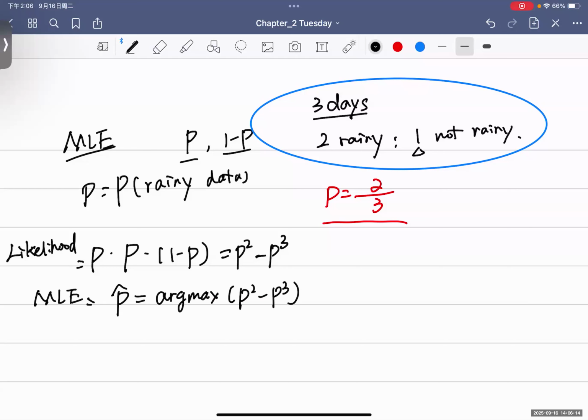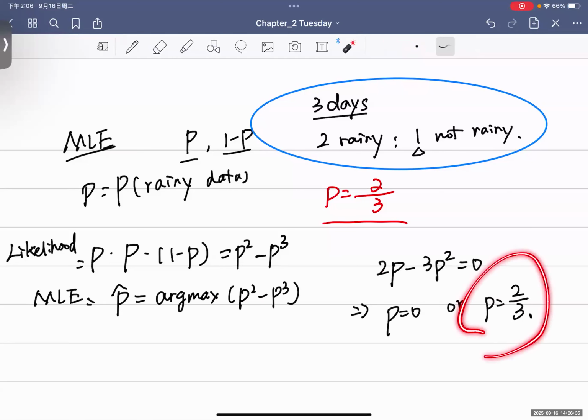So how do we find the maximum? We also take the derivative, okay? So we obtain 2p minus 3p squared. We want to make this equal to 0. And we only have two solutions, p equal to 0 or p equal to 2 over 3. Okay. So this is how the 2 over 3 comes from.